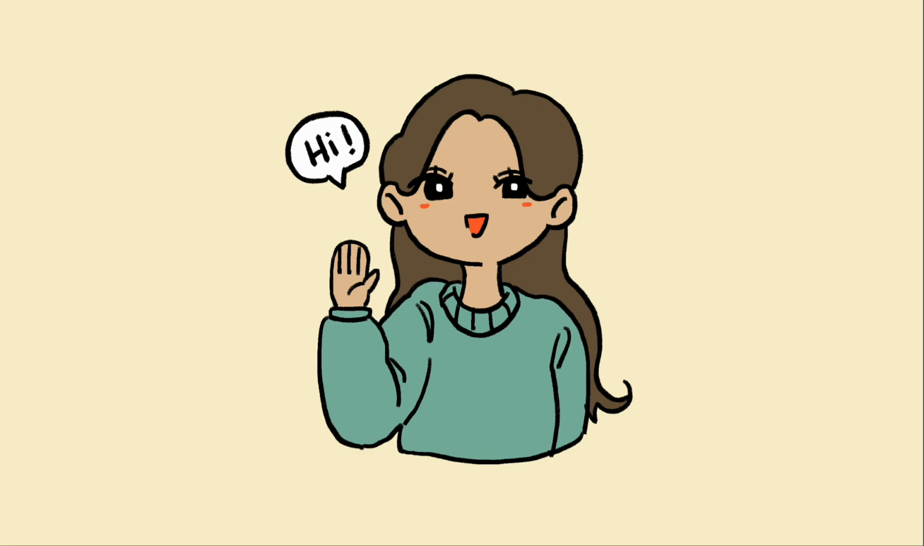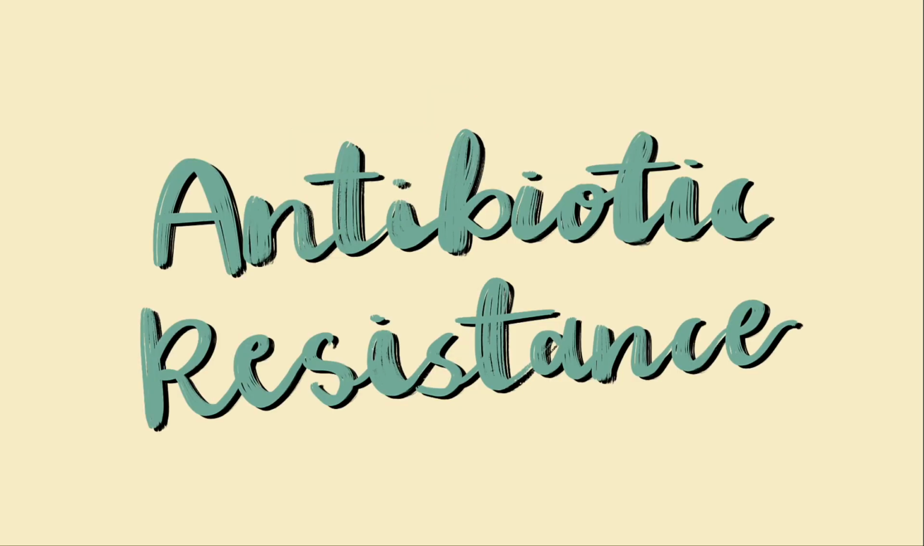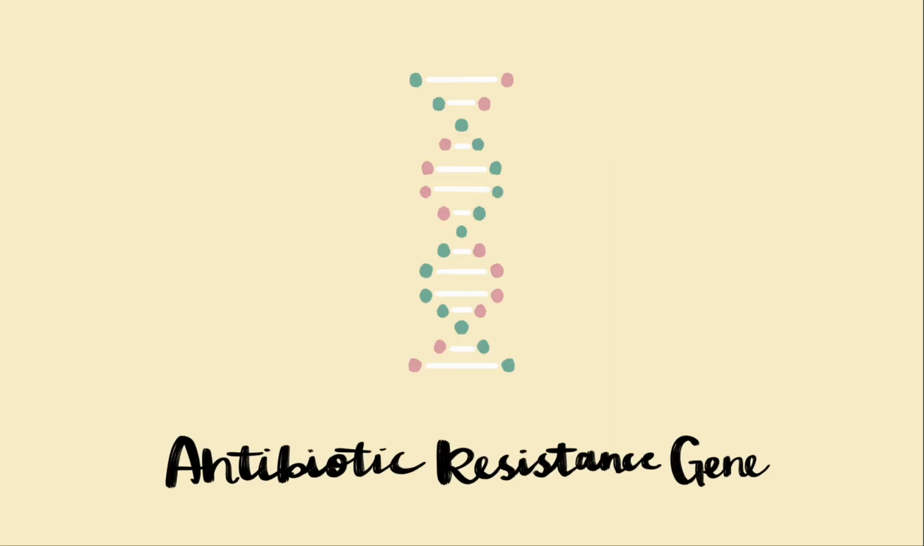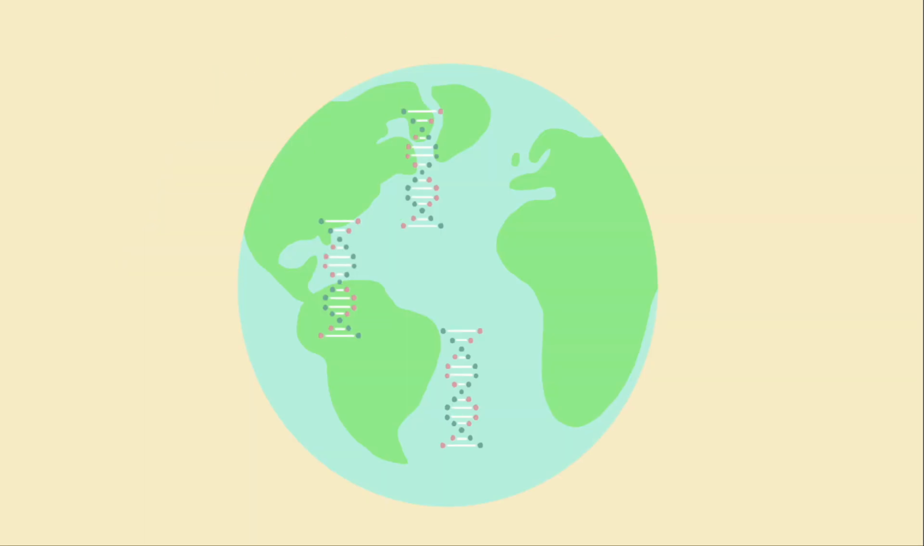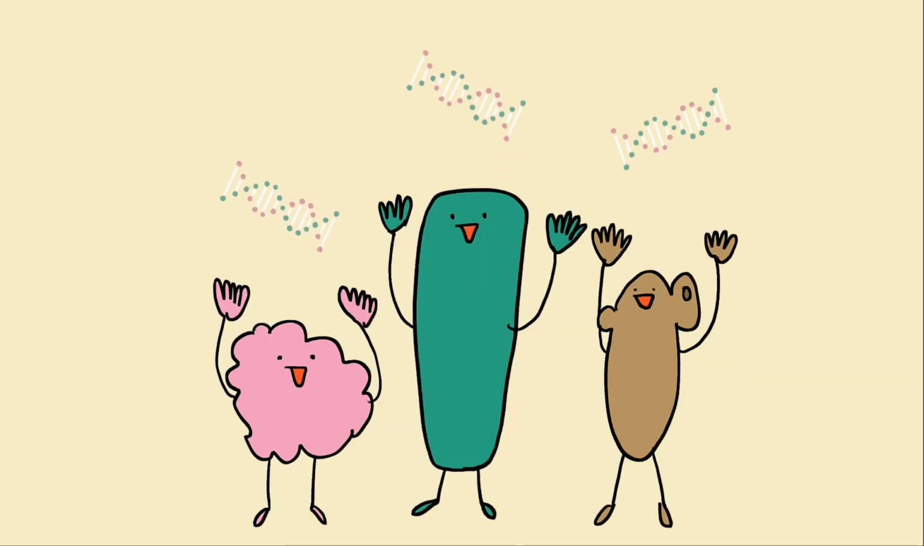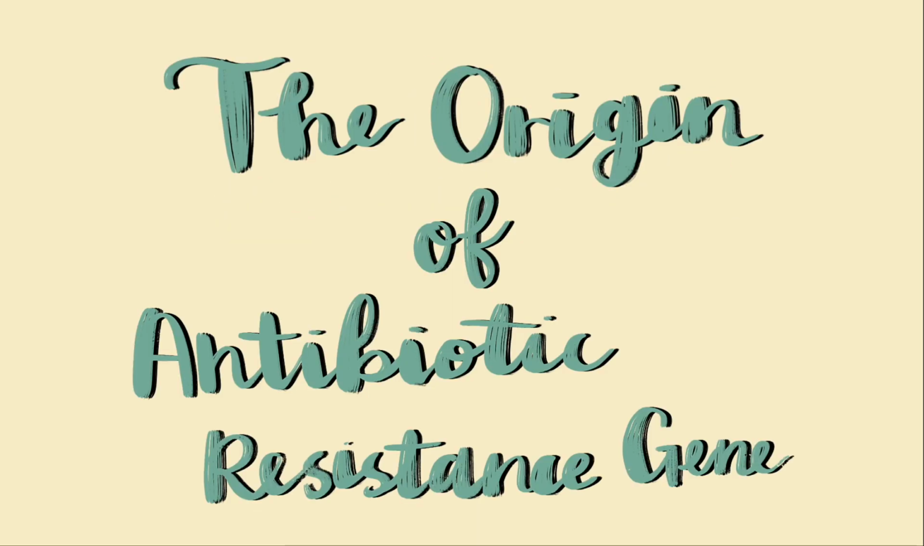Hi everyone. Today let's dive into the subject of antibiotic resistance. Antibiotic-resistant genes are genetic elements that can pass between microorganisms through gene transfer. Many antibiotic-resistant genes can be found in the environment and are a tool used by many organisms.